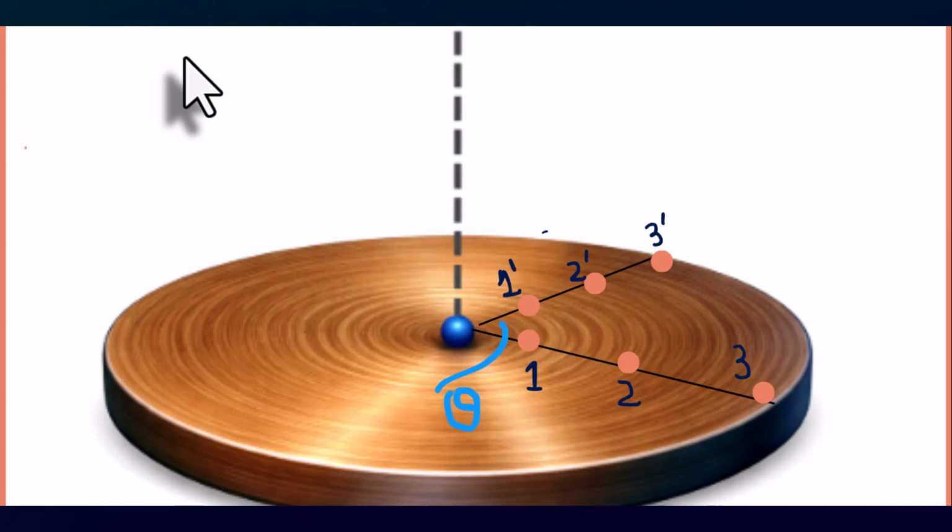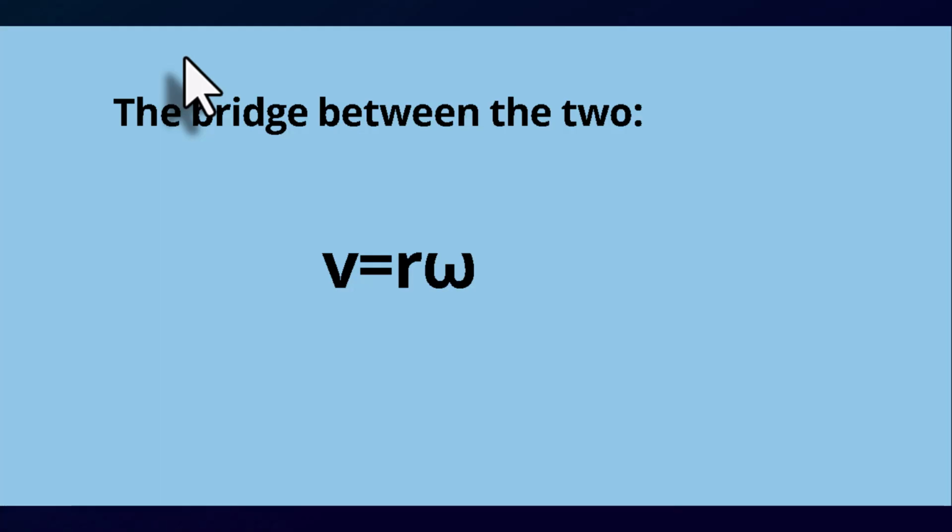But are they moving equally fast? No. A point near the edge covers more distance in the same time than a point near the center. So even though the angular velocity is the same, the actual speed in space is different. That's where linear velocity comes in. And we connect the two using the equation v = rω.